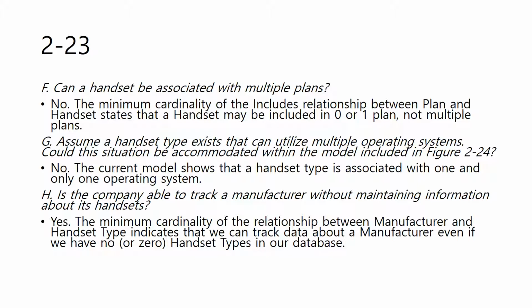Problem H. Is the company able to track a manufacturer without maintaining information about its handset? Yes. The minimum cardinality of the relationship between manufacturer and handset type indicates that we can track data about a manufacturer even if we have no, or zero, handset types in our database.